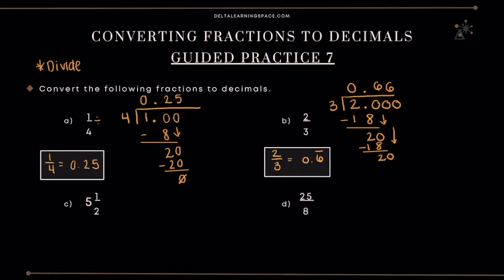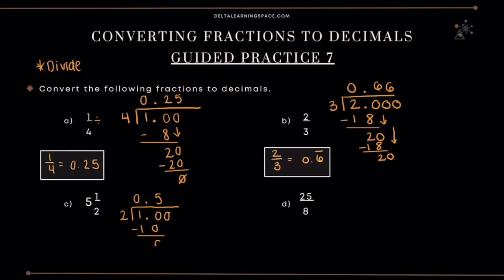For 5 1/2, when I do this division, I am going to split the whole number from the proper fraction and simply do the division with the proper fraction. So I am going to put 1 on the inside, my denominator on the outside, add a decimal there, and a few zeros. 2 cannot go into 1, so I'm going to put a placeholder 0, but 2 can go into 10 5 times. 2 times 5 is 10.